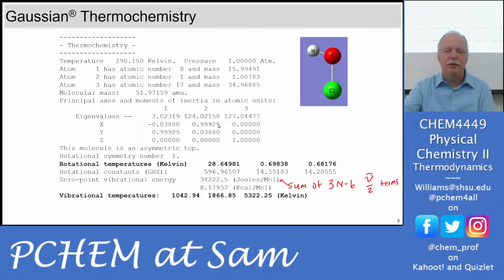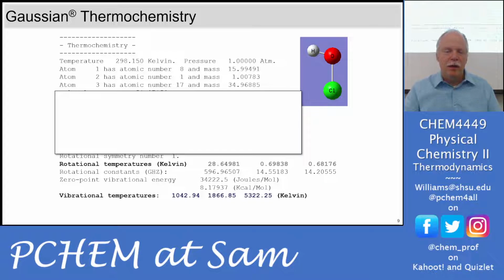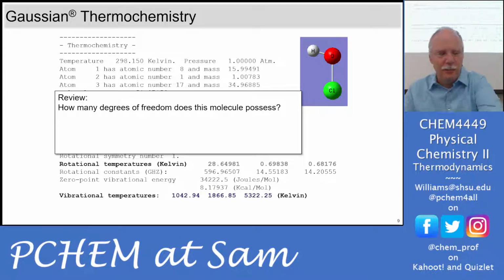Now, even this vibrational temperature, you see that's the lowest vibrational motion is still got 1,000 Kelvin vibrational temperature. Okay. So let's review how many degrees of freedom. In fact, I did this on a top hat, so let's go to that one. And let's see. There we are. Okay.